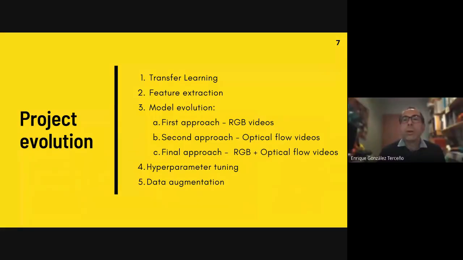Okay, so this project evolution section explains our journey to obtain the final model. We will start explaining how we use transfer learning and feature extraction. And afterwards, we will see the evolution of the model approaches from a single RGB stream to two streams, merging RGB and optical flow. And finally, how we did the hyperparameter tuning and further exploration of data augmentation.